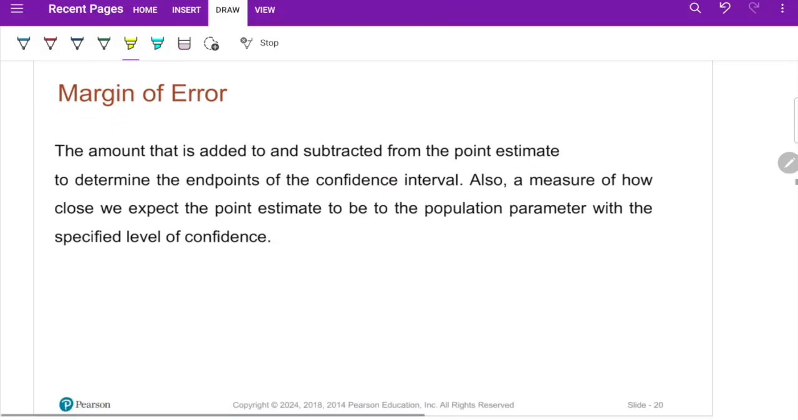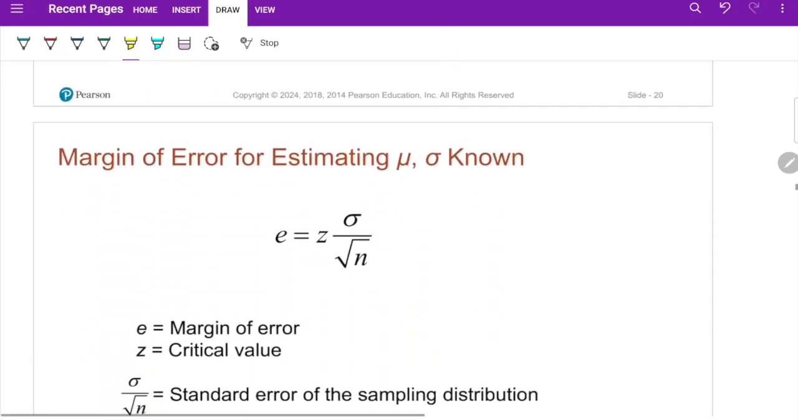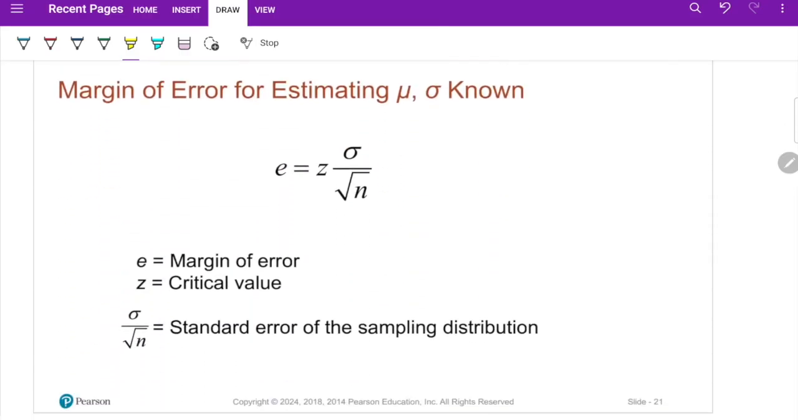And we talked about the margin of error, which is the amount that is added and subtracted from the point estimate to determine the endpoints of the confidence interval. Also, it's a measure of how close we expect the point estimate to be to the population parameter with a specific level of confidence. So the margin of error, which is E, as I said, is just Z times sigma over square root of n, right? This is exactly when sigma is known.